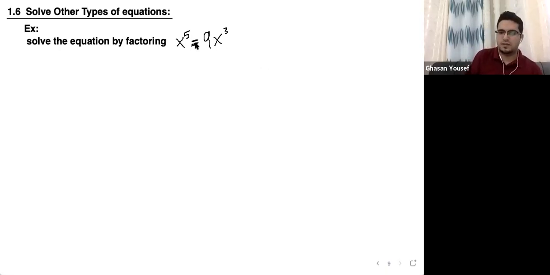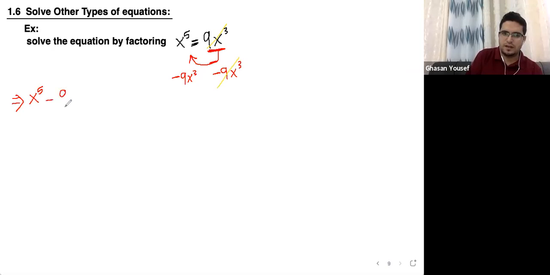Everything on one side, exactly. So we have to move everything to one side. Let's move this term to this side. To move it to the other side, I have to subtract 9x cubed from both sides. After I subtract this value from both sides, it cancels out and I get 0. Now the equivalent equation is x to the power 5 minus 9x to the power 3 equals 0.